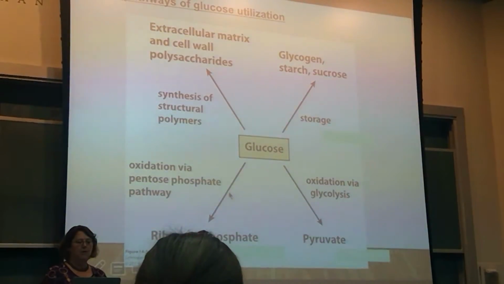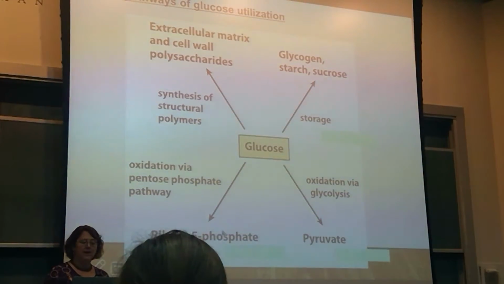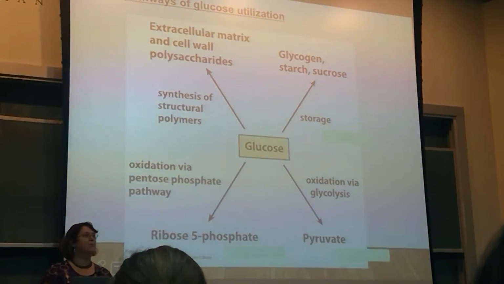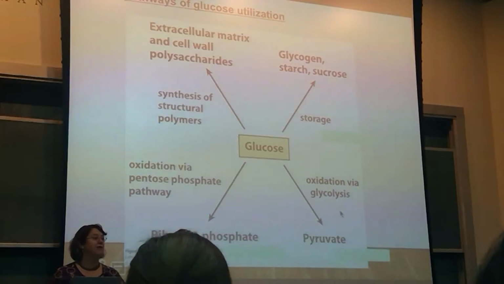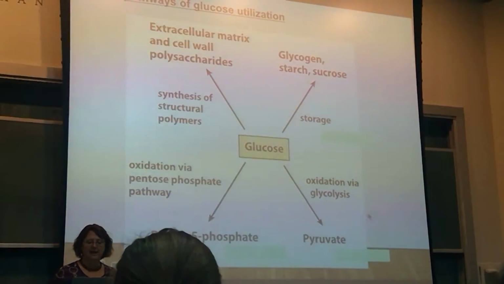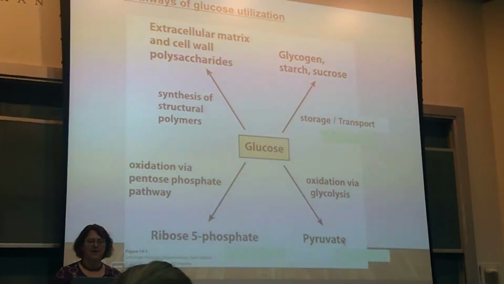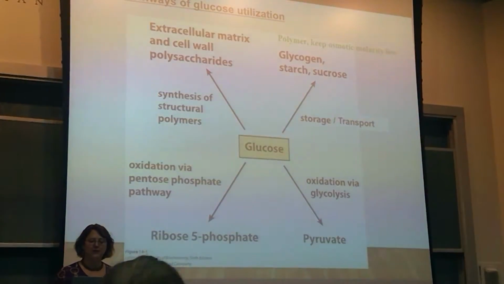The other thing you can do is use glucose to make things. So one of the big things that you do is the pentose phosphate pathway to make ribose 5-phosphate for nucleic acids. We're going to spend time on that in a couple lectures. And oxidation via glycolysis, which we'll do today, to make pyruvate. I have some notes to make sure I say that you can also use this conversion to sucrose, for example, for storage.